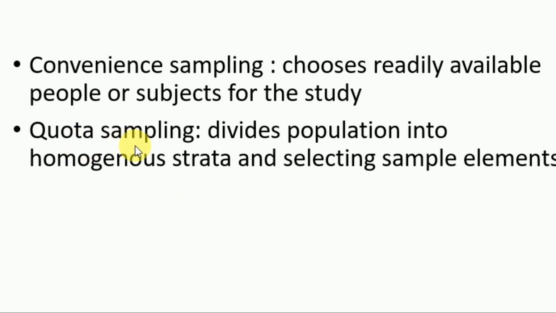Next one is the quota sampling. Quota sampling is similar to stratified random sampling. In this, the researcher will divide the population into homogeneous strata and will select the sample elements without any randomization. So that is the main difference from stratified random sampling. For example, an interviewer wants to collect data from 40 adults and 20 adolescents in order to study students' television viewing habits. So selection will be 20 adult men and 20 adult women and 10 adolescent girls and 10 adolescent boys.